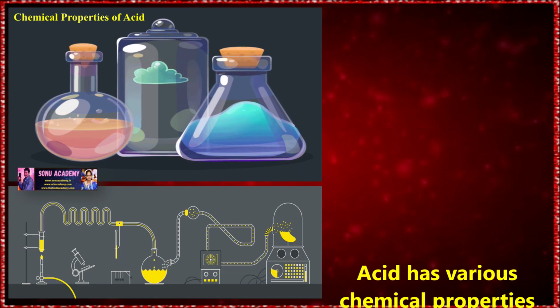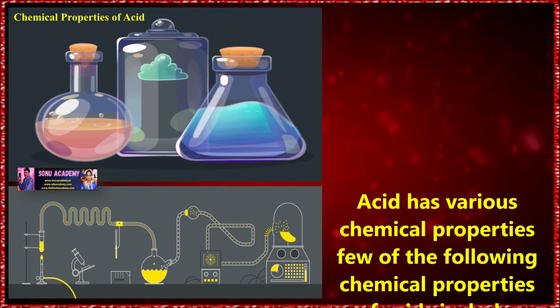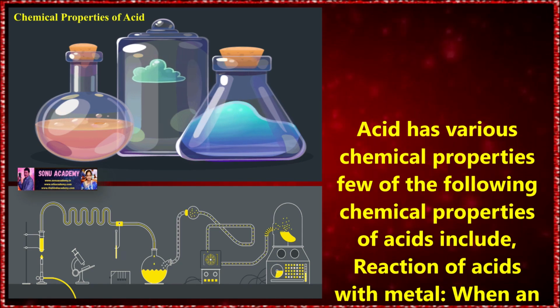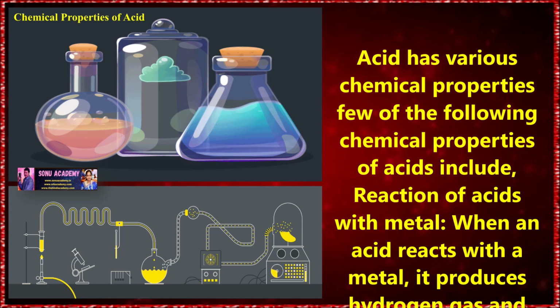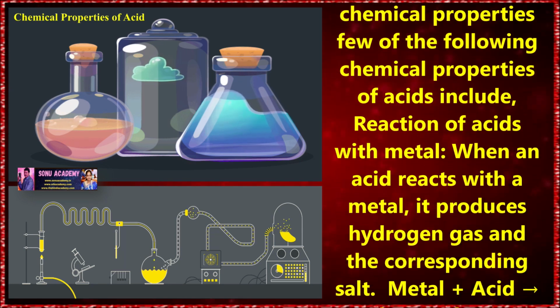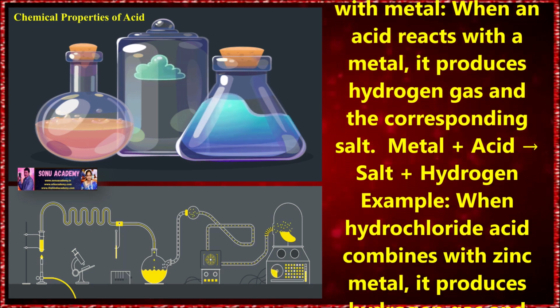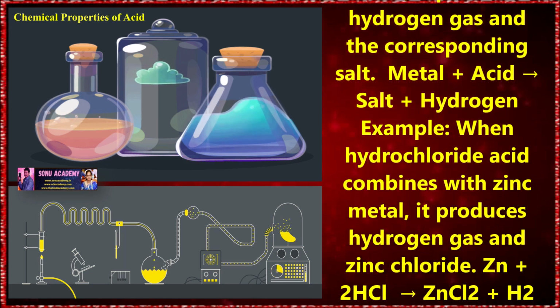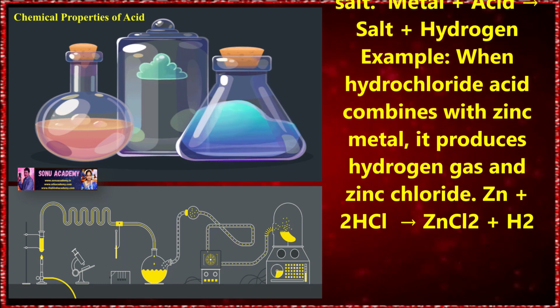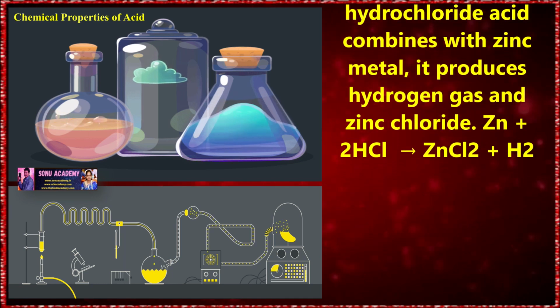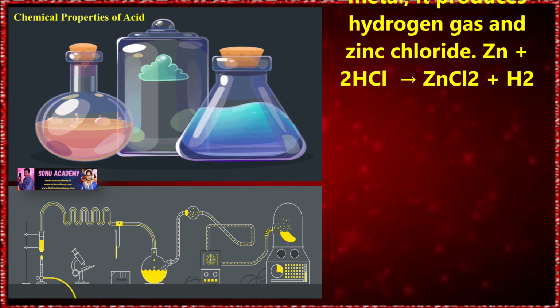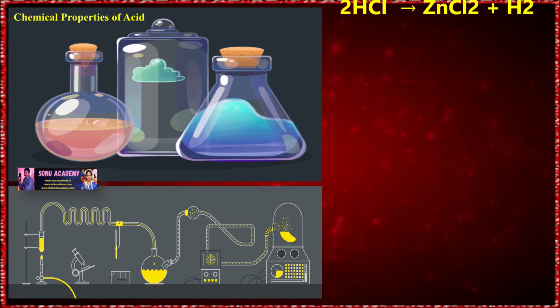Children, let us discuss the chemical properties of acid. Acid has various chemical properties. A few of them include the reaction of acids with metals. When an acid reacts with a metal, it produces hydrogen gas and the corresponding salt. Already we discussed that. When hydrochloric acid combines with zinc metal, it produces hydrogen gas and zinc chloride.